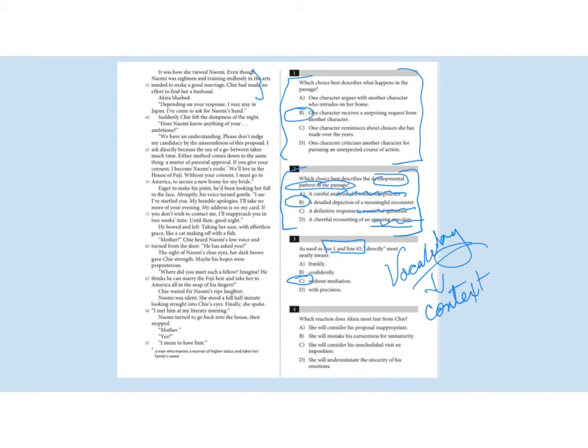Which reaction does Akira most fear from her? He is very worried that his request is going to be thought of as unacceptable. That she's going to look, letter A, at his proposal as being inappropriate. And why would he think this? Because he didn't follow the tradition. He didn't use the go-between. He even says, somewhere around line 63, don't judge my candidacy by the unseemliness of this proposal.